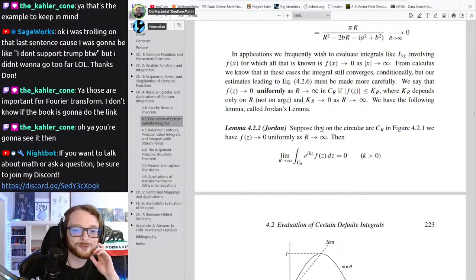It feels like a version of uniform convergence of a series, but instead of n and x, it's r and arg z. But I wonder why r takes on the role of, I guess it'd be n, and arg z takes on the role of x.